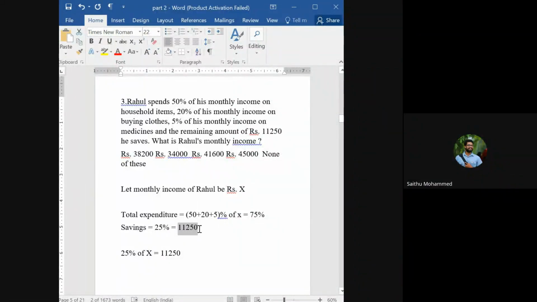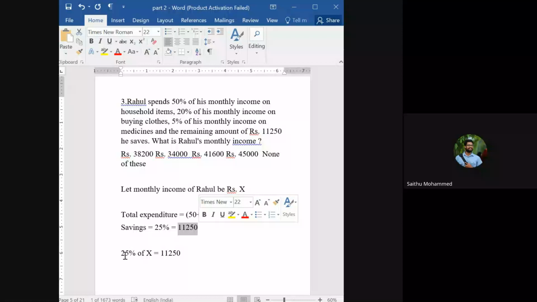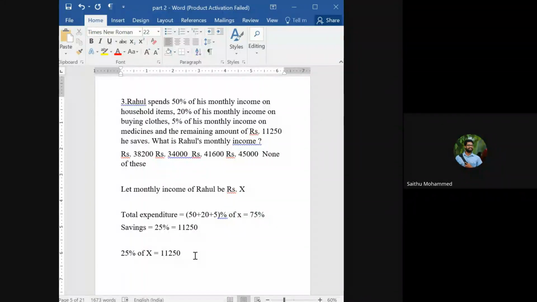So, just reframed here, 25% of rupees X is 11,250. Now we can also write 25% in fractions, right? 25% is nothing but 1/4 of what? Of X, right? The amount X, which is equal to the same 11,250.